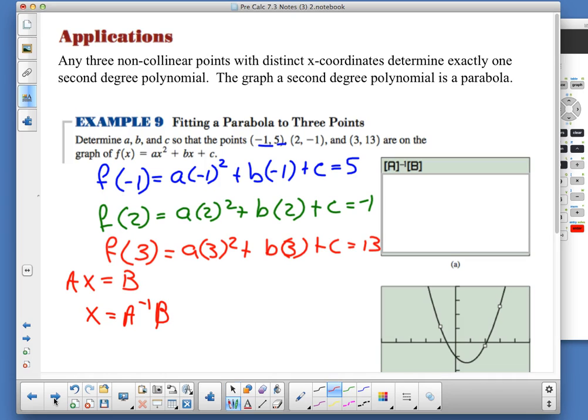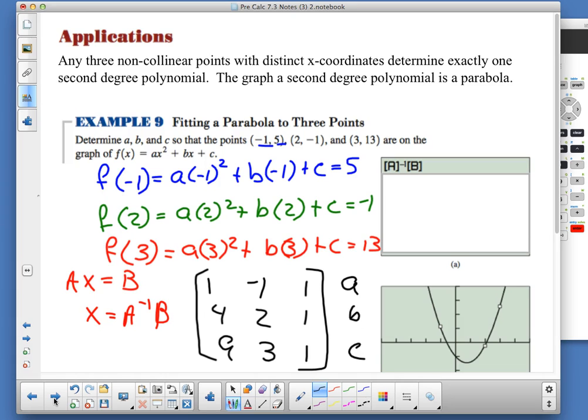Now what I'm going to do is, in my calculator, I'm going to have a coefficient matrix. In my calculator, I've got this as matrix G. I'm still using A, but just keep in mind that's where the G comes in. I've got a coefficient matrix of 1, -1, 1. That's my first row. Remember, it's A, B, C for my x's. My second one's 4, 2, 1. I got 9, 3, 1. And this is equal to 5, -1, 13.